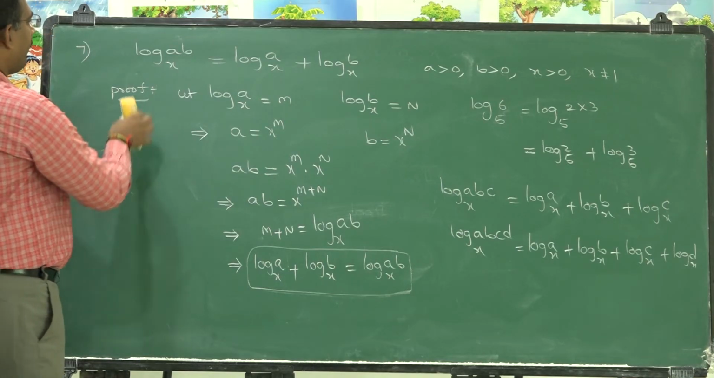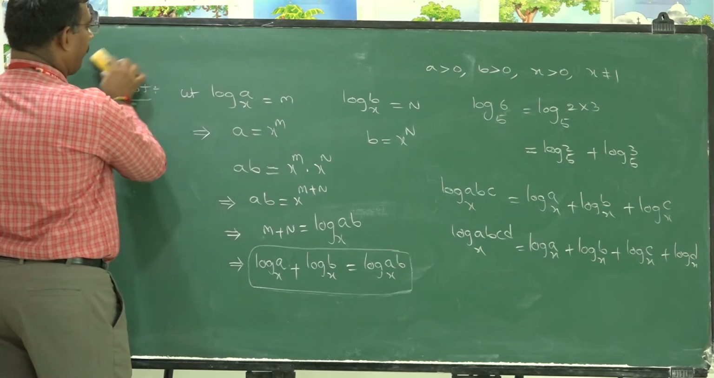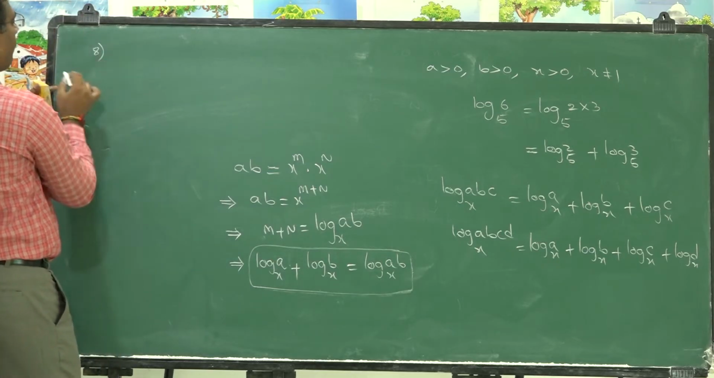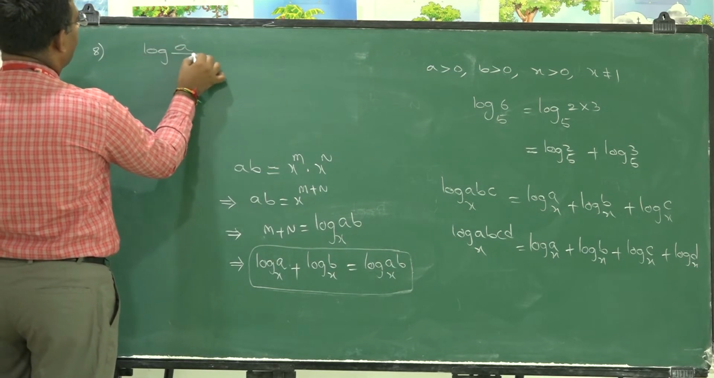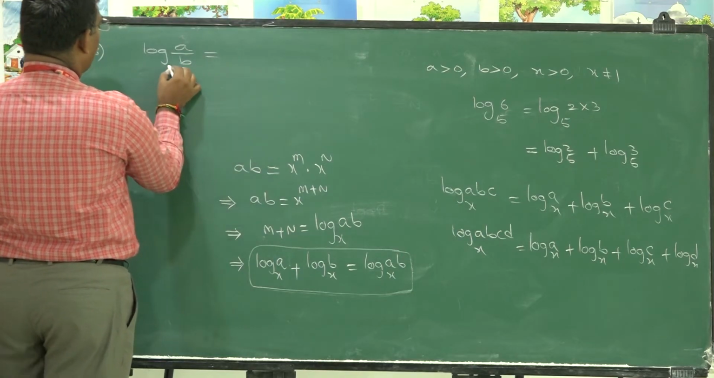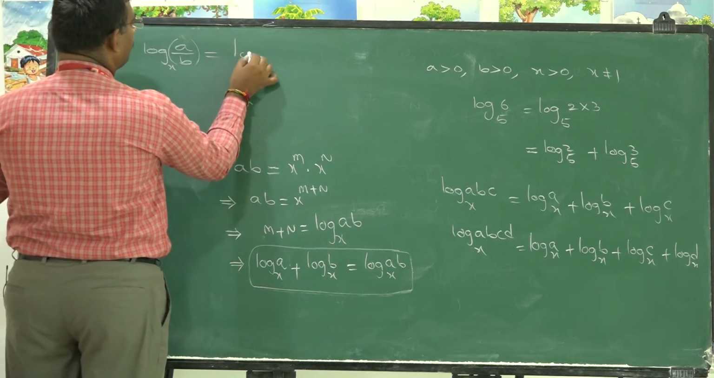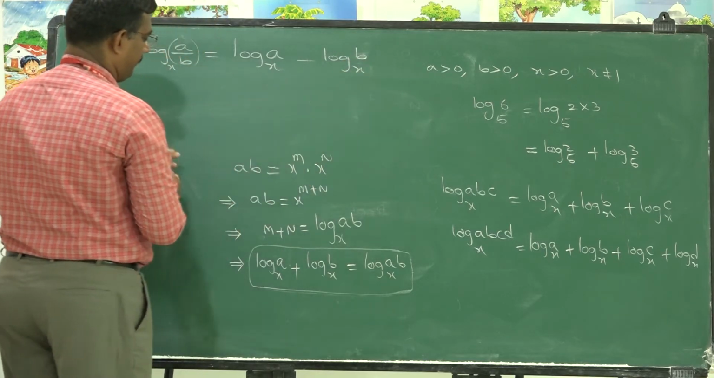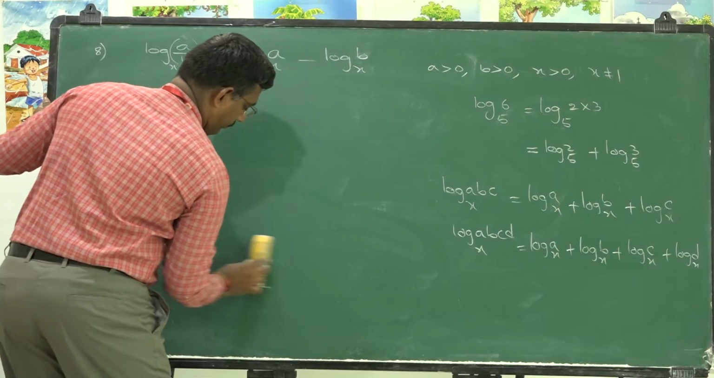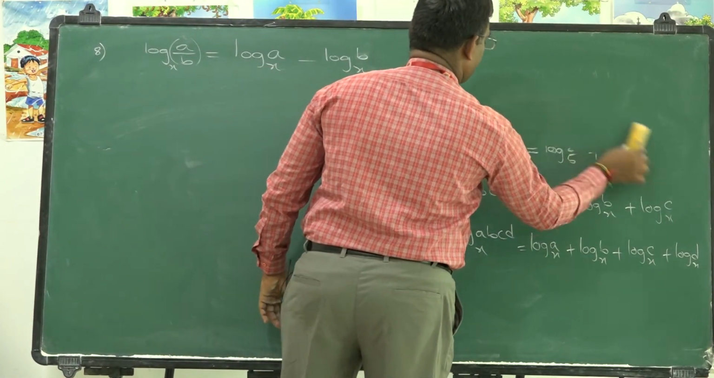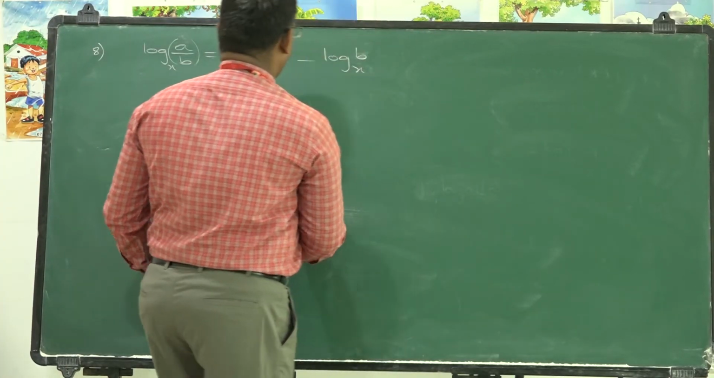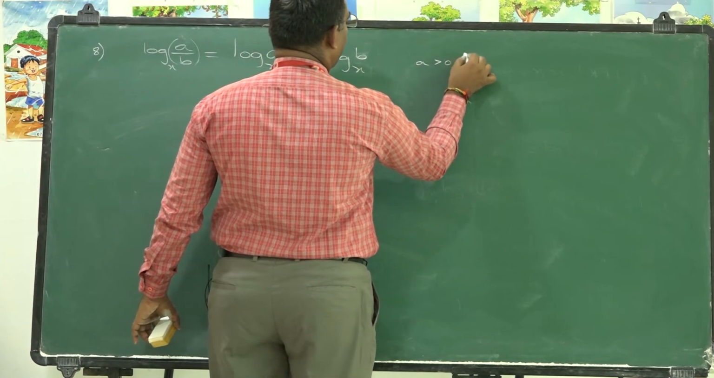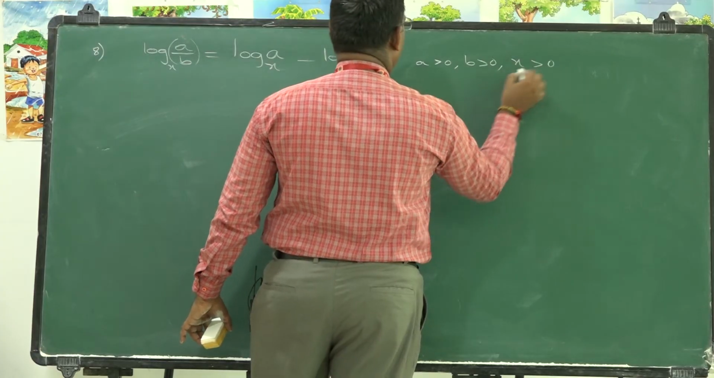Next, property number 8. Log a by b to the base x is equal to log a base x minus log b base x, where a and b are positive numbers, x is also a positive real number, but x is not equal to 1.